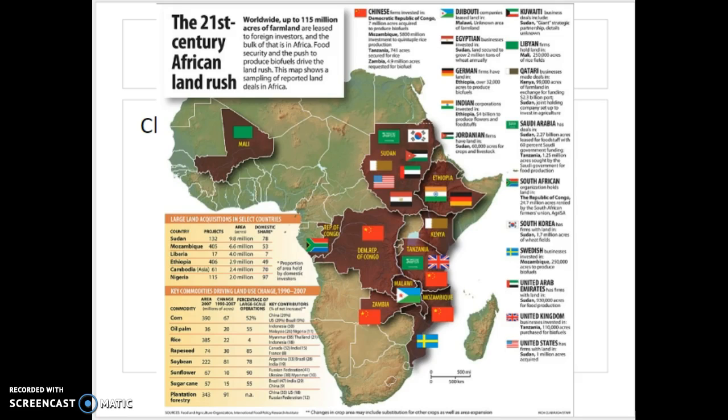So, for example, at the top it says worldwide up to 115 million acres of farmland have been leased to foreign investors. And the bulk of that is in Africa. So interestingly enough, again, we see similar patterns, so to speak, of the map of Africa.